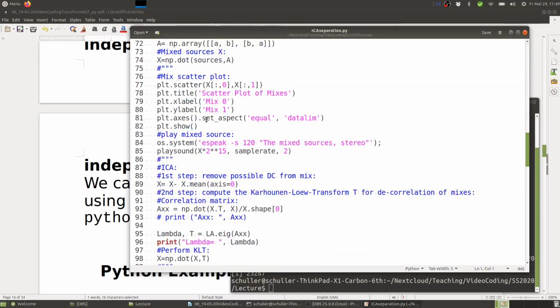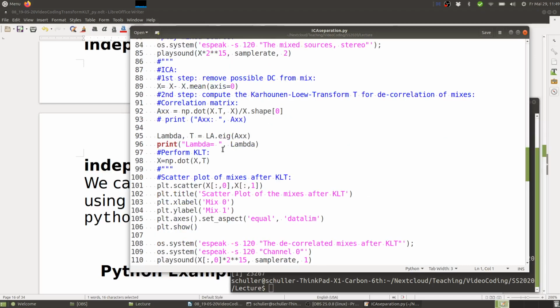So going back, we have it here, you go. So this computes the eigenvalues and the eigenvectors. So here lambda contains the eigenvalues and T is now containing the eigenvectors. Right, so this is now our matrix T, our KLT matrix. And here now we perform the KLT. So you can see actually the computation of T is really simple. It's just this one line here.